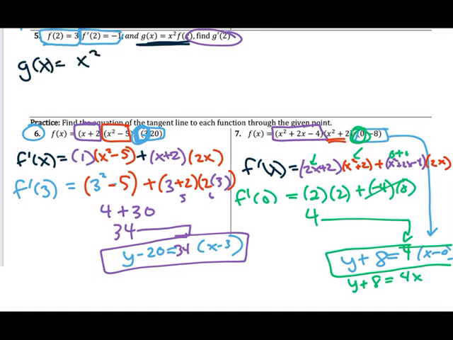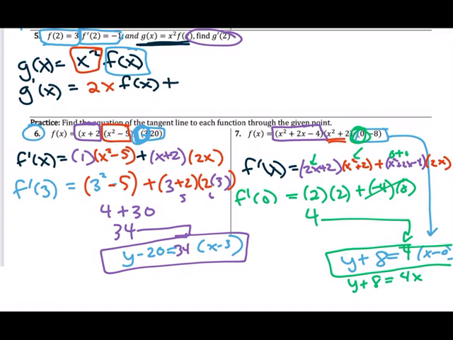g of x is x squared times f of x, and we're going to apply the product rule because I'm multiplying x squared by f of x. So here's my first function, here's my second function. Let's just apply the product rule. The derivative of x squared is 2x. We're going to multiply that by f of x. We're going to add x squared, and the derivative of f of x, we're just going to write as f prime of x.